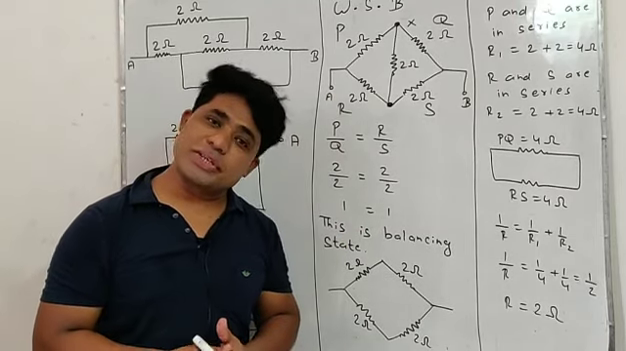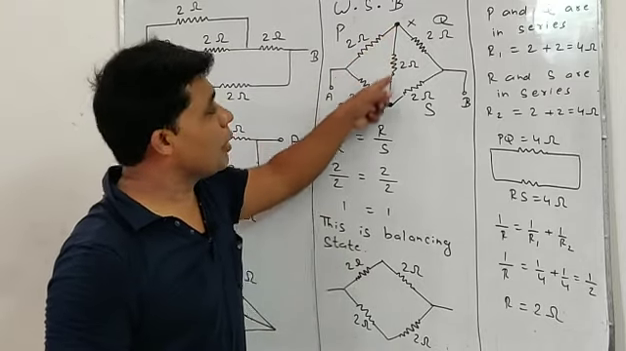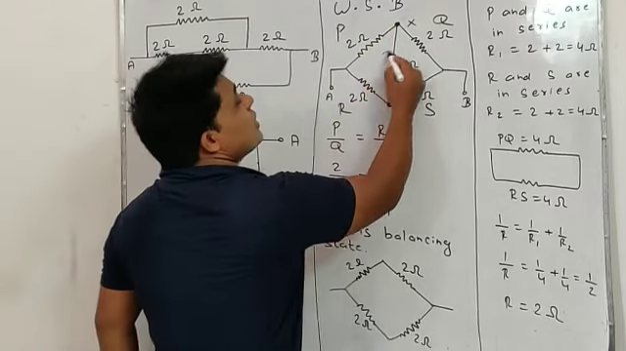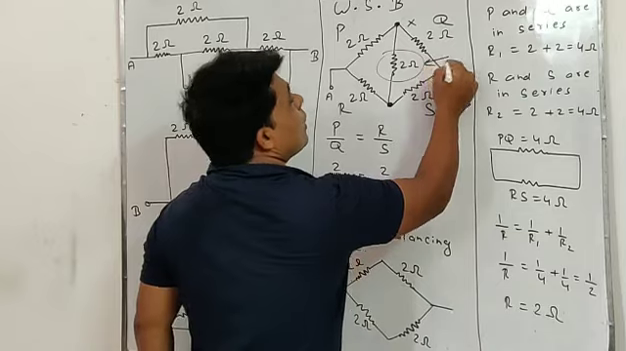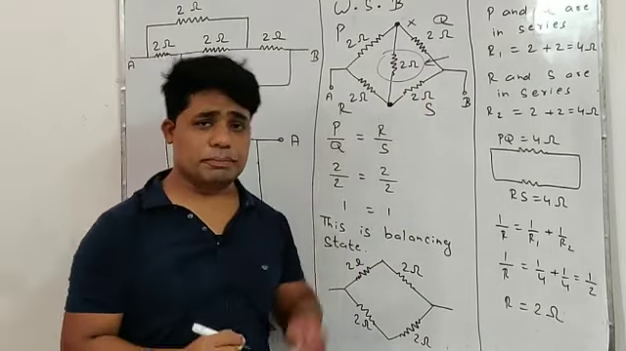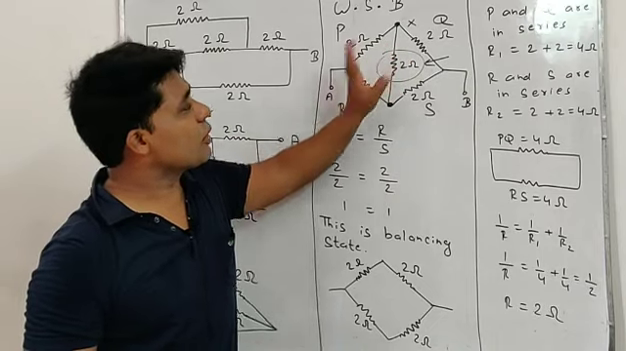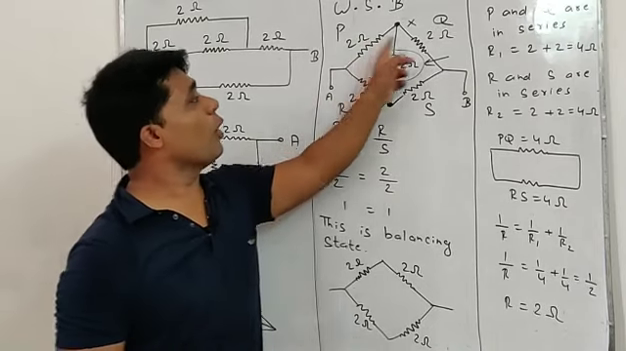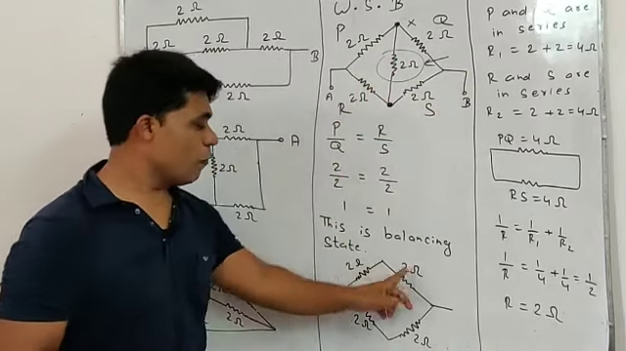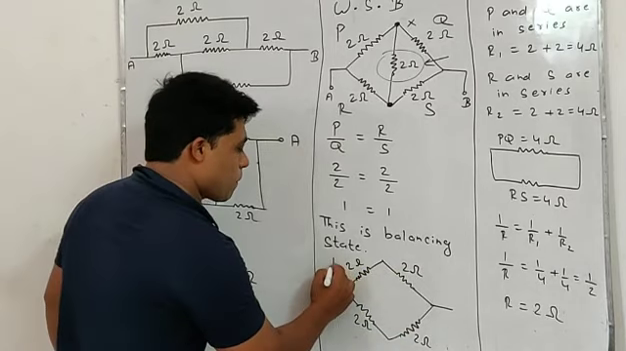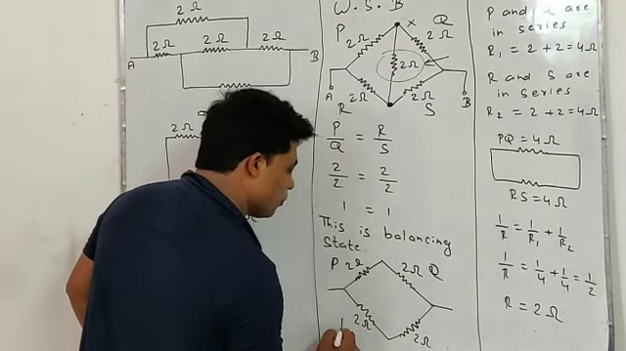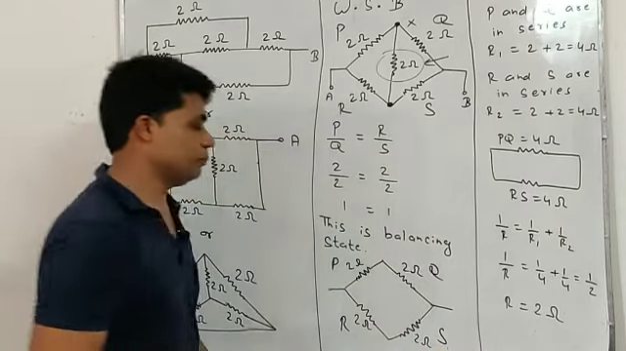And what happens in the balancing state? Current will not flow in the middle one. That's why this resistance should be neglected. We will not use this resistance. So on eliminating this, now we have 4 resistances: P, Q, R, and S.